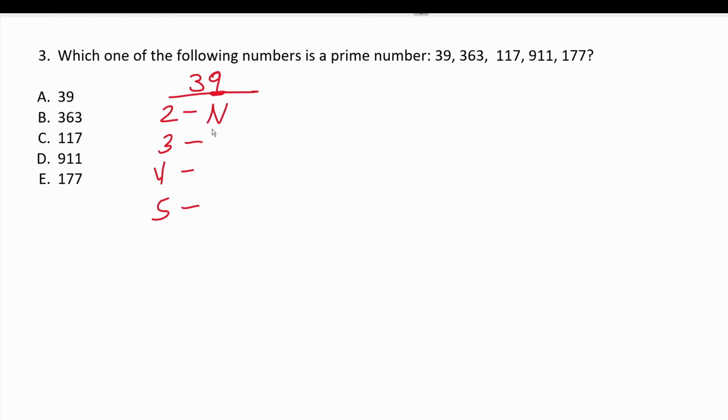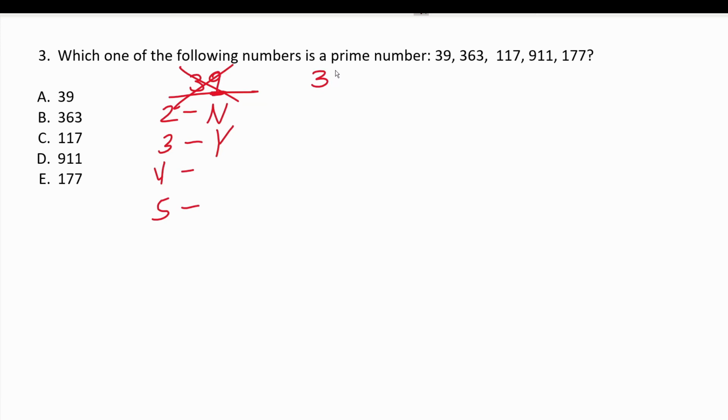If the sum of the digits is divisible by 3, then the number itself is divisible by 3. Well, 3 plus 9 is 12. 12 is divisible by 3. Therefore, we know 39 is divisible by 3. So we can stop checking this. We know this 39 is not prime.